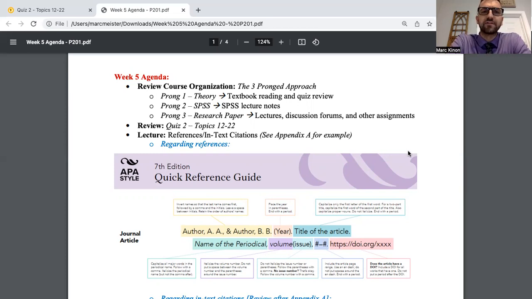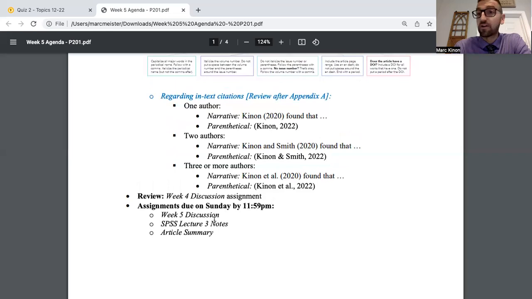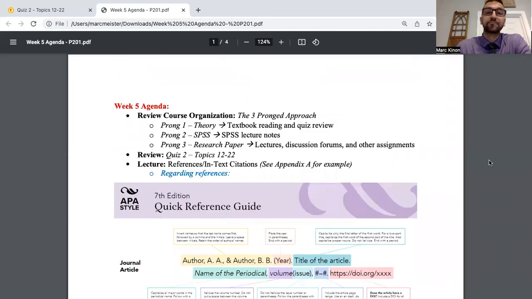My first round of feedback that I gave you had to do with your hypotheses. And my next round will be after this week, when you submit your article summaries, I'll give you feedback on that. Beyond that, I'm just checking to make sure you do your discussion forums. But as a researcher, I know it's really important to be collaborative, to work with others. And that's the importance of these discussion forums.